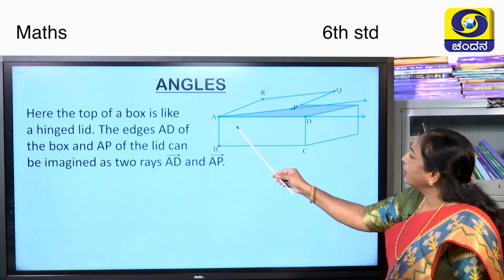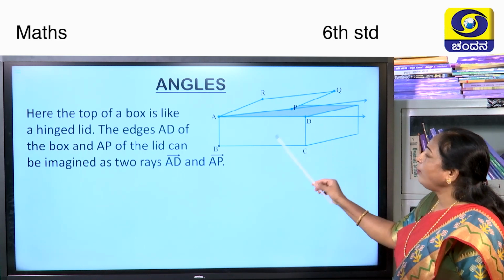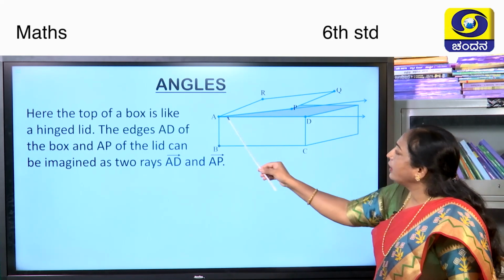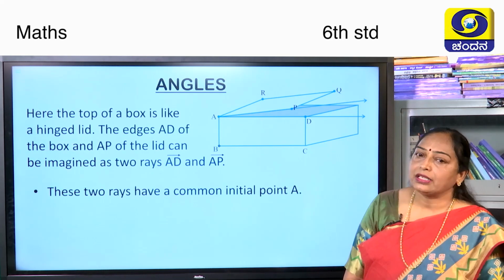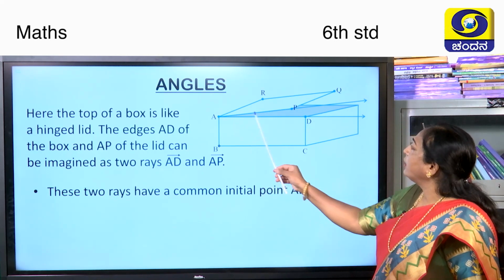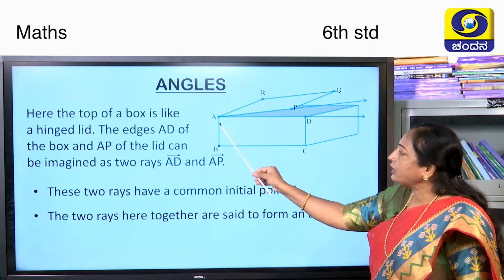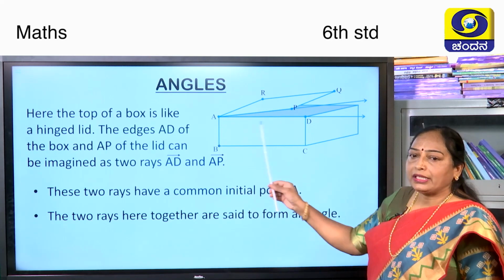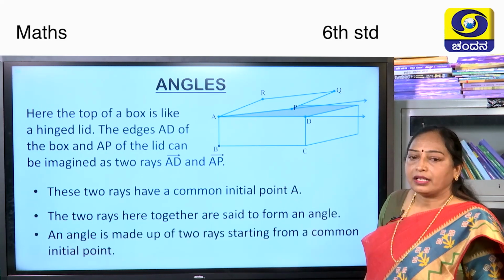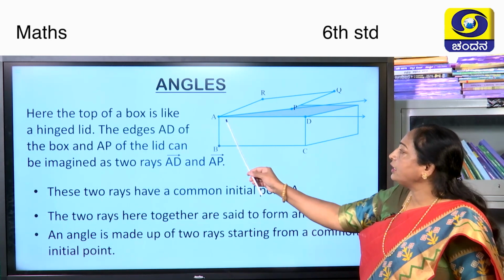The edges AD of a box and AP of the lid can be imagined as two rays, ray AD and ray AP. These two rays have a common initial point. Which is a common initial point for the rays AD and AP? A is a common initial point. The two rays here together are said to form an angle. An angle is made up of two rays starting from a common initial point.